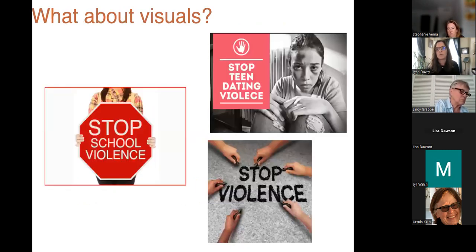What about visuals? Here's some ideas. I see a lot of this: stop violence, stop school violence, stop teen dating violence. What do you think of these visuals? Or do you want to see something different? I think they're powerful, but they don't tell me how. Yeah, they don't really. How do we stop violence? Am I supposed to stop violence? How do I do that?